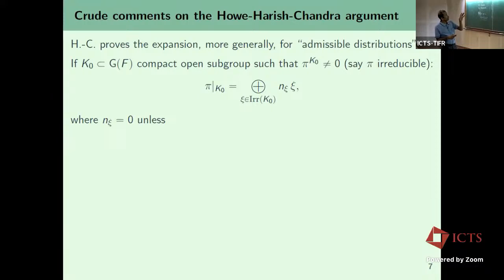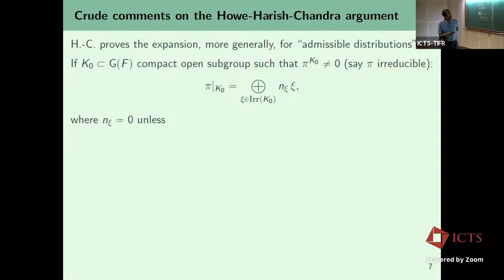Okay, so let me give some really crude idea of Harishchandra's approach. Harishchandra proves such an expansion not just for character distributions, but for a more general class of distributions called admissible distributions. Namely, if K0 contained in G(F) is a compact open subgroup where pi has a K0 invariant vector. This is going to be very important. Having fixed vectors under compacts is actually very related to having a character expansion.